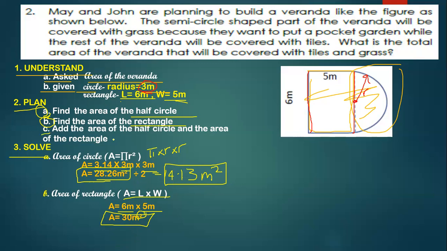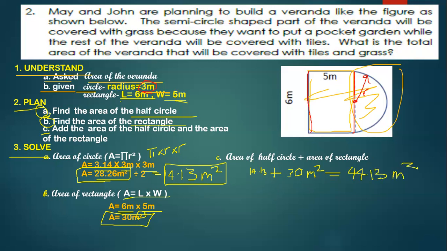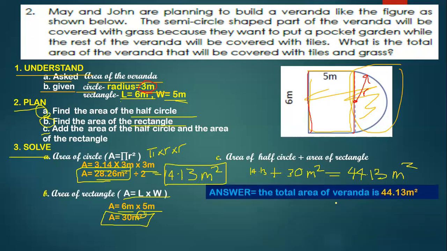Ngayon, proceed tayo sa letter C. We have to add. Pagsamahin na natin yung dalawa. Area of the half circle, that is 14.13 square meters. I-add natin ang area ng rectangle, that is 30 square meters. So 14.13 plus 30 square meters. The answer now is 44.13 square meters. So your final answer now is the total area of the veranda is 44 and 13 hundredths square meters.